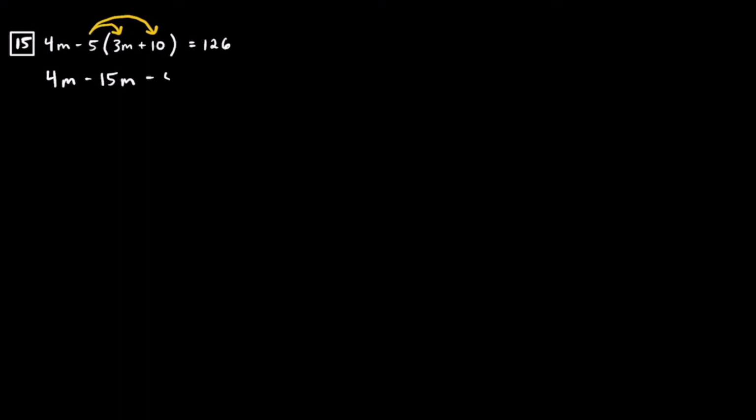And then distributing this negative 5 to this positive 10, negative 5 times positive 10 is going to be negative 50. And that's going to be equal to the 126 that we had on the right side. Next, before we make this a two-step equation, we have to combine these like terms of 4m and minus 15m. So 4 minus 15, that's the same thing as 15 minus 4, just throw a negative on it. So we'll have negative 11m minus 50 is equal to 126.